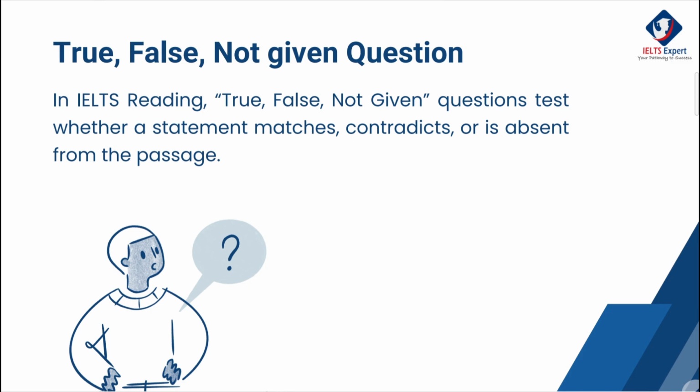If the statement matches the information in the passage, you're going to decide true. If the statement contradicts the passage, you're going to decide false. If there is no information regarding the statement, or if the passage is silent about the information in the statement, you're going to decide not given. So you can decide true, false, not given.